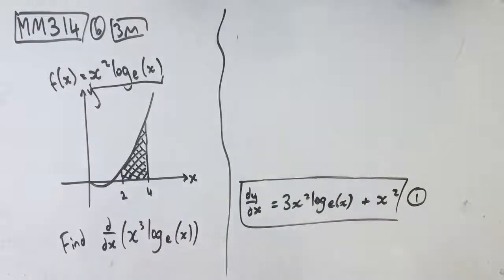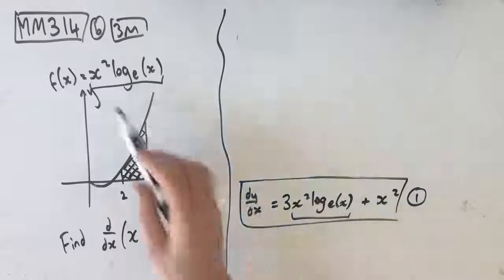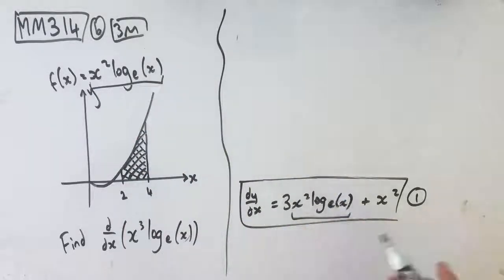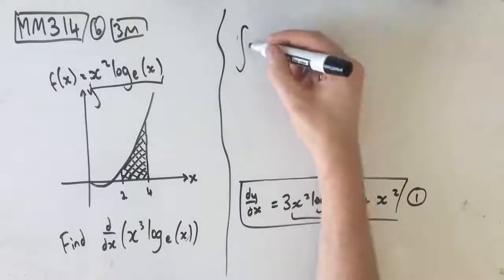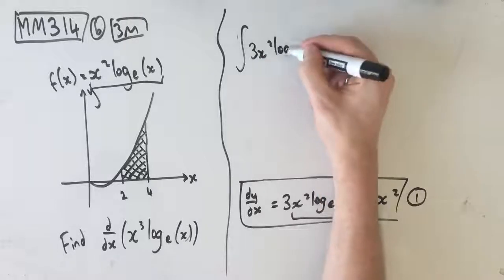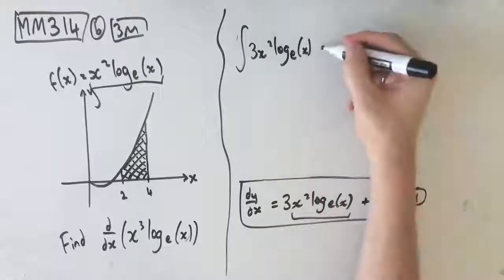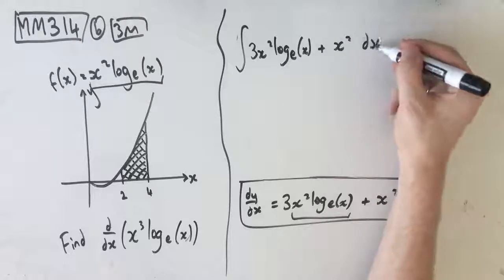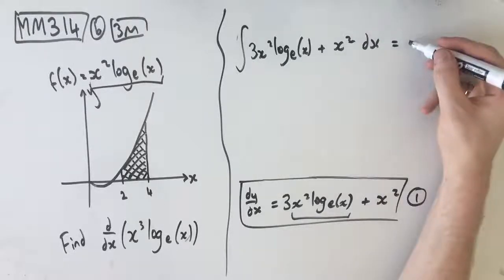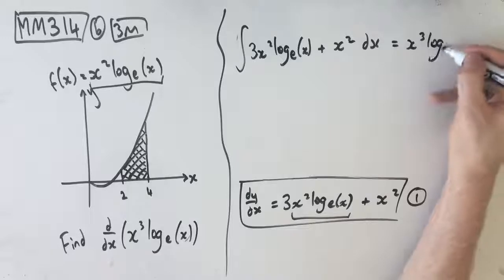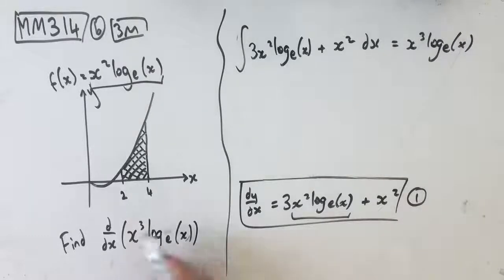Okay, so we know that the derivative of this is this, which means that the antiderivative of this is this. Okay, so we're going to need to find the antiderivative of x squared log e of x, which is what we're looking for. We're going to be able to use that to find it. So the antiderivative of 3x squared log e of x plus x squared dx is equal to x cubed log e of x. Right? Because the derivative of this is this, so the antiderivative of this is this.